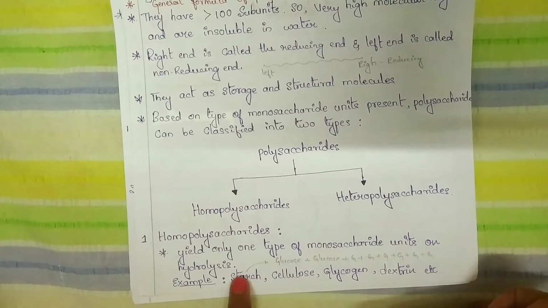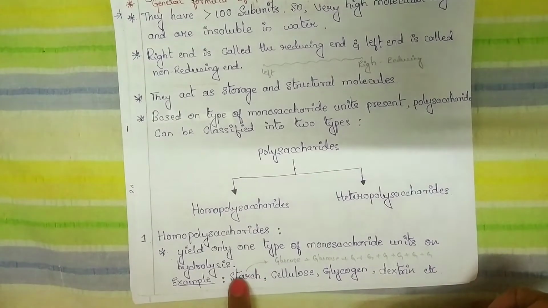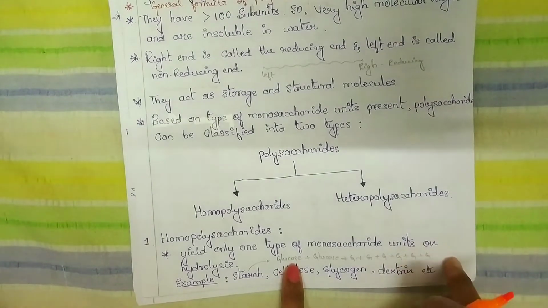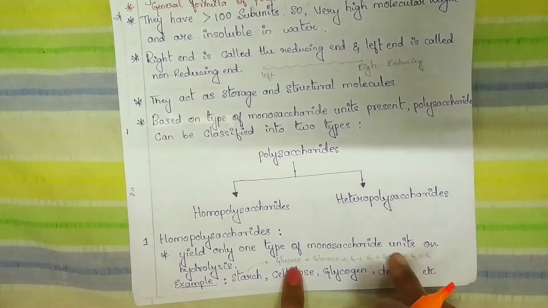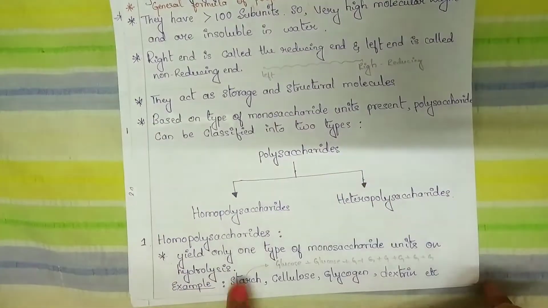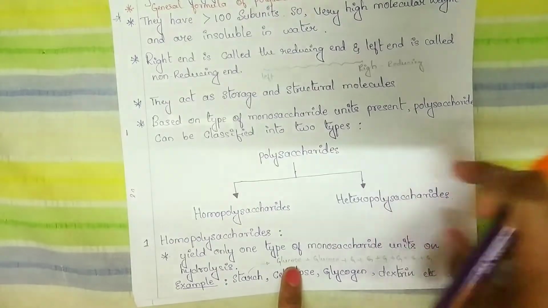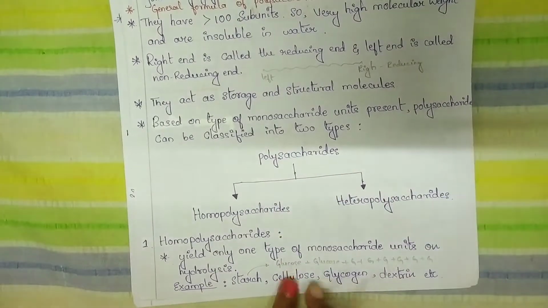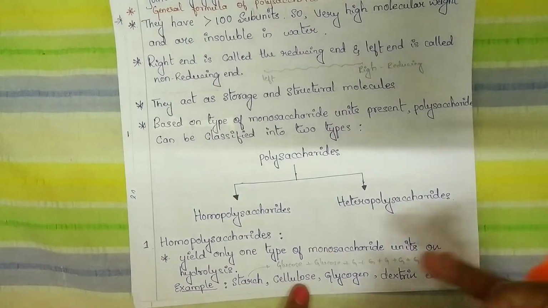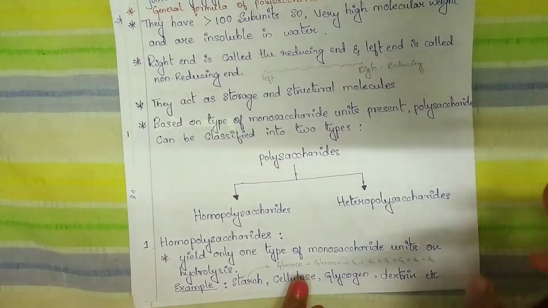If I have to give one example, starch. This may not be visible, I just wrote it in pencil, but if it is visible that's quite good enough. So starch has similar monosaccharide units, that is glucose. Like this, there will be more than 100, more than 1000 such units.